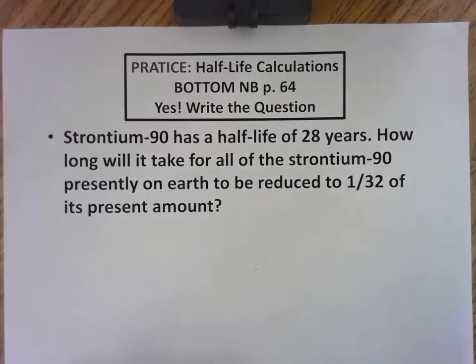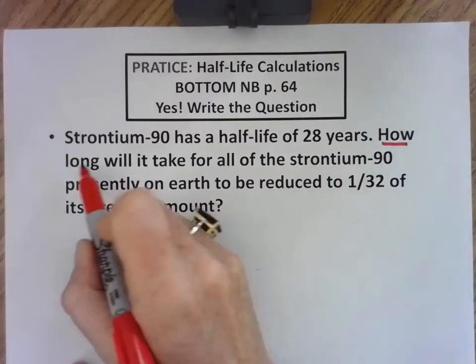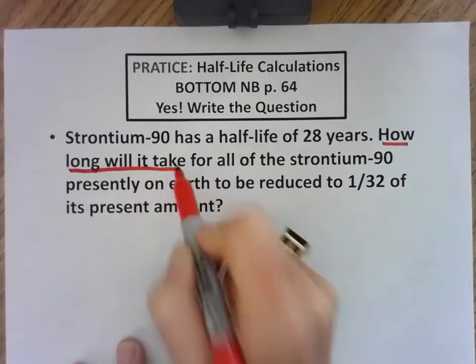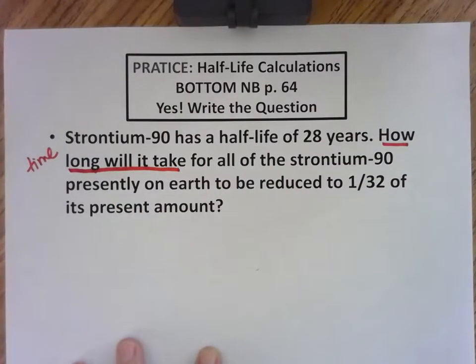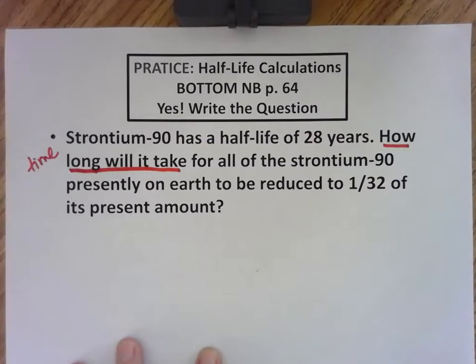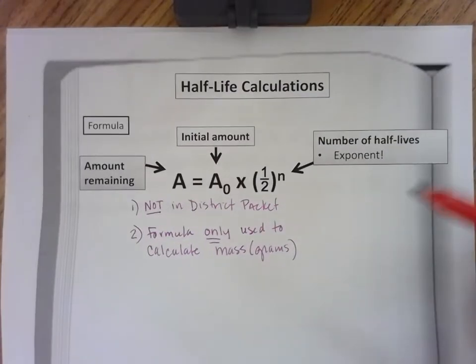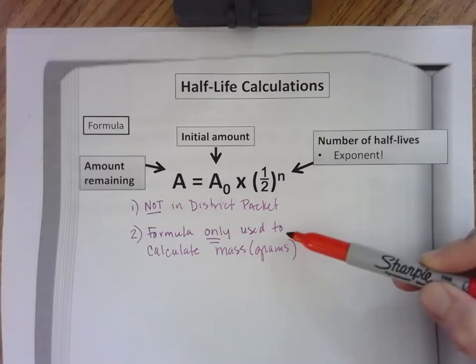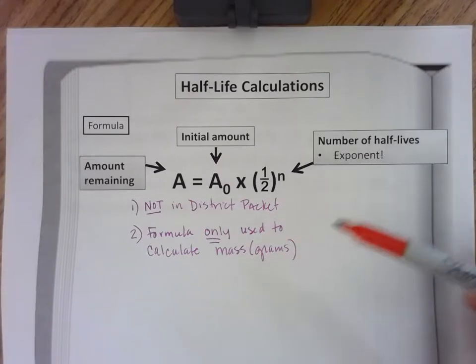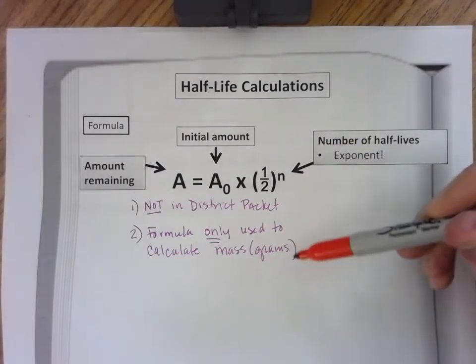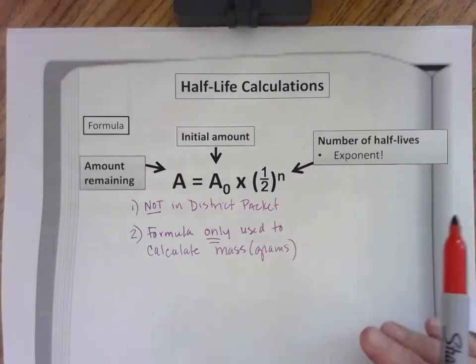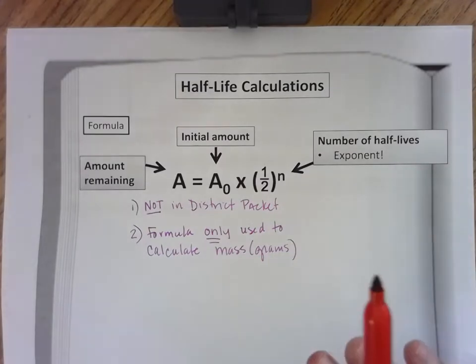Now here is the root of the question. How long will it take? So this is a time. This is a time question. Because it's a time question, I am not going to use the formula for the exponential decay function. So friendly reminder that this formula is only used to calculate mass in grams for us. You can do this number of half-lives, but we're not using it for that for this particular class, and it's not calculating time.